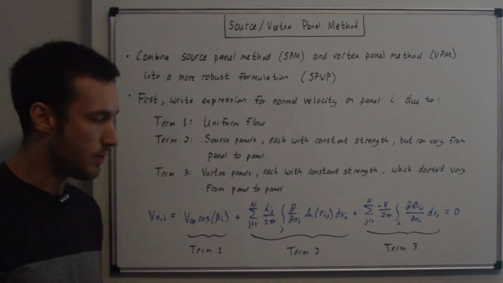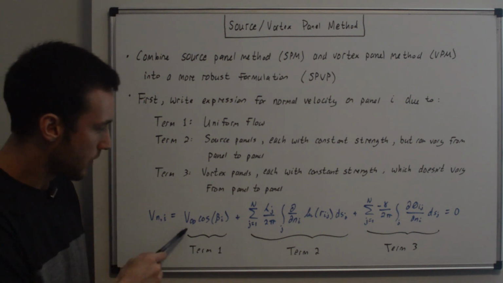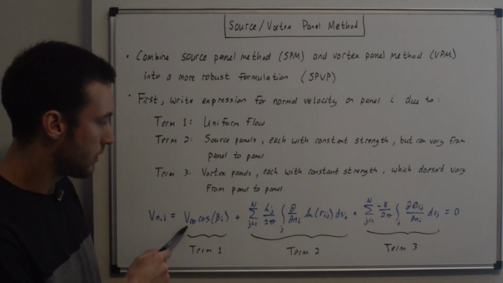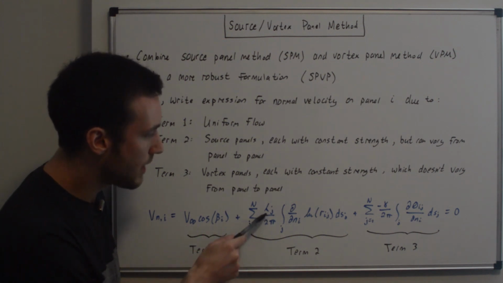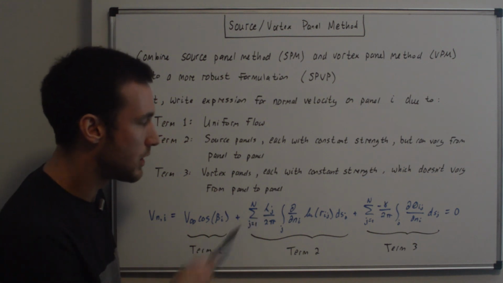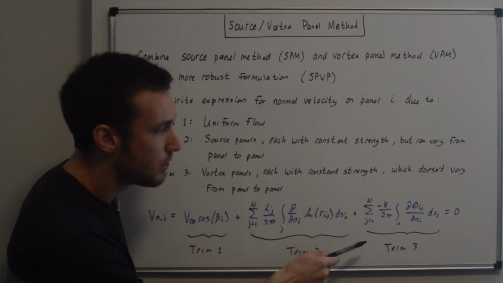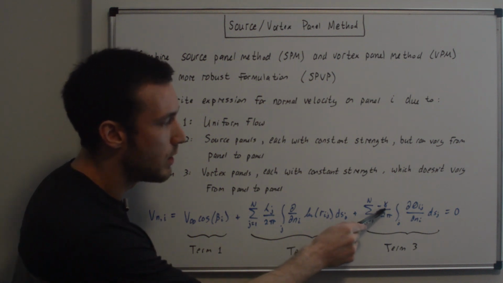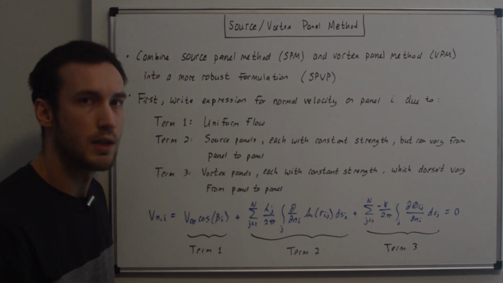So down at the bottom we write the equation for the normal velocity, Vn, on the ith panel. First term is the uniform flow term, and the second term here you can see is the source panel term where we have lambda j because the source strength is changing for every panel. And then the third term here looks similar to the vortex panel except that we don't have gamma j, we just have a single gamma because it's constant over the entire airfoil.